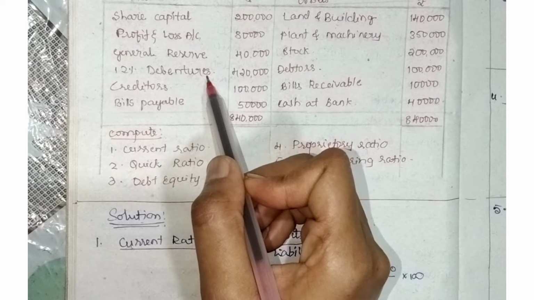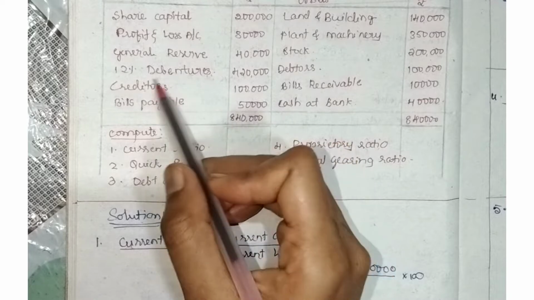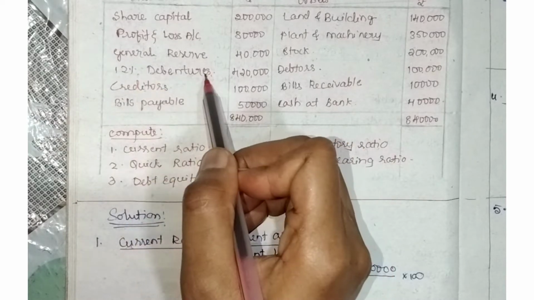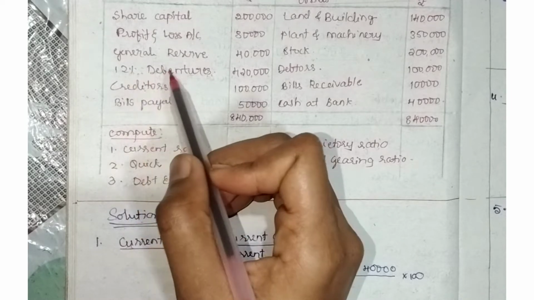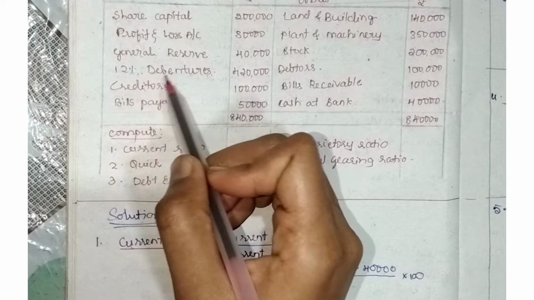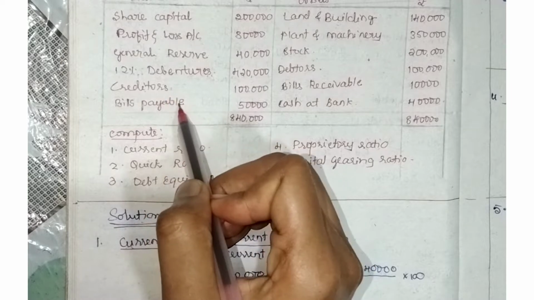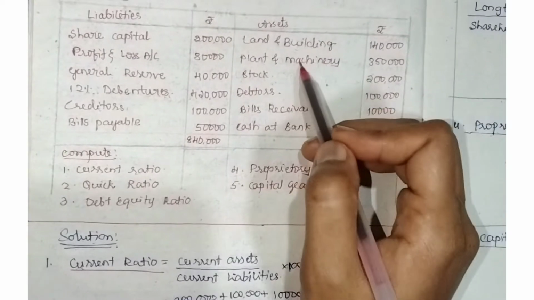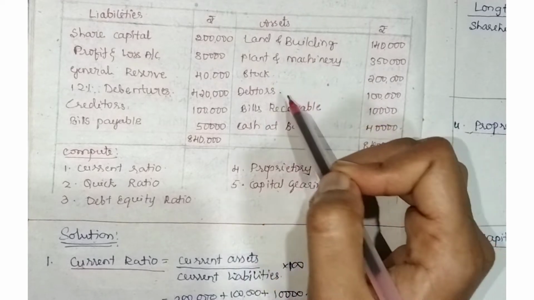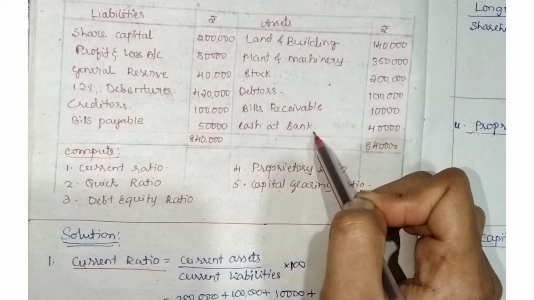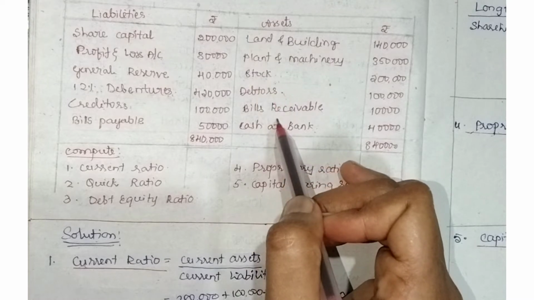Then 12% debentures, this one is the long term borrowing, long term fund which has the fixed interest, which comes under long term borrowing or long term loan or else fixed interest bearing fund. Then creditors, current liability, bills payable, current liability. Land and buildings and plant and machineries are fixed assets. Stock, debtors, bills receivable and cash at bank are current assets. Except stock, these three are liquid assets too.